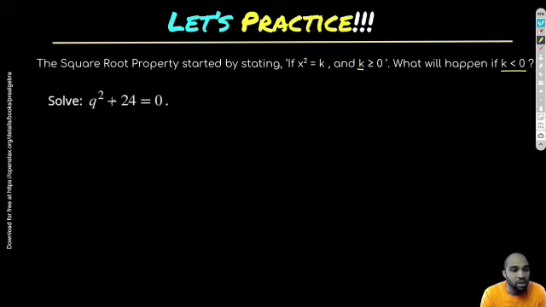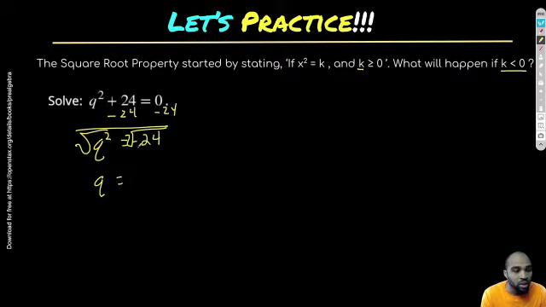So I need to get this q squared by itself, so I'm going to subtract 24. And doing so gives me q squared equals negative 24. Well, now I need to take the square root of both sides. And the square root of q squared is q. And the square root over here is plus or minus the square root of negative 24. Now we have a problem. What's the problem? Because I need a number inside here that can multiply by itself to give me that answer.